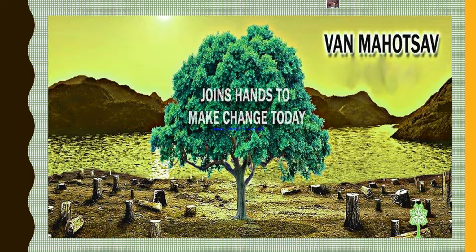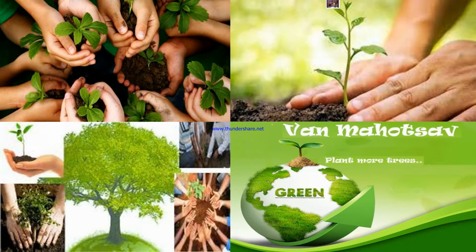Here it says, join hands to make change today. One tree is surviving, and around it you will find many trees are cut down. Look at the small plants, the saplings which are growing. And look at the fourth picture. It shows that the whole earth is turning into greenery. Why? Because of these small hands that are planting saplings.